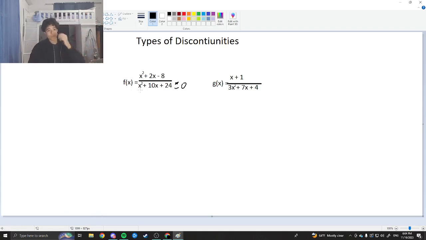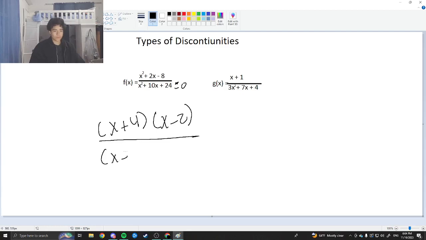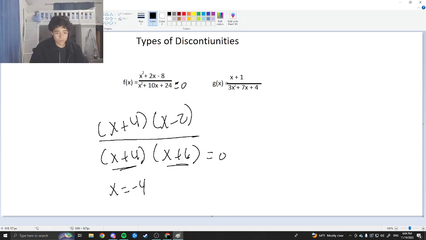If you have a graph like this, the first thing you do is factor it to see what the bottom can't equal. We'll factor the top first, and you'll have x plus 4 and x minus 2. If you factor the bottom, you get x plus 4 and x plus 6. So if we look at these two factors on the bottom, we have to see what could make them equal 0, right? For the first one, if we have x plus 4 and we try to get that to equal 0, x has to equal negative 4. And for the second one, x plus 6 equals 0, we'd have to get negative 6. So your two points of discontinuity are going to be x equals negative 4 and x equals negative 6.